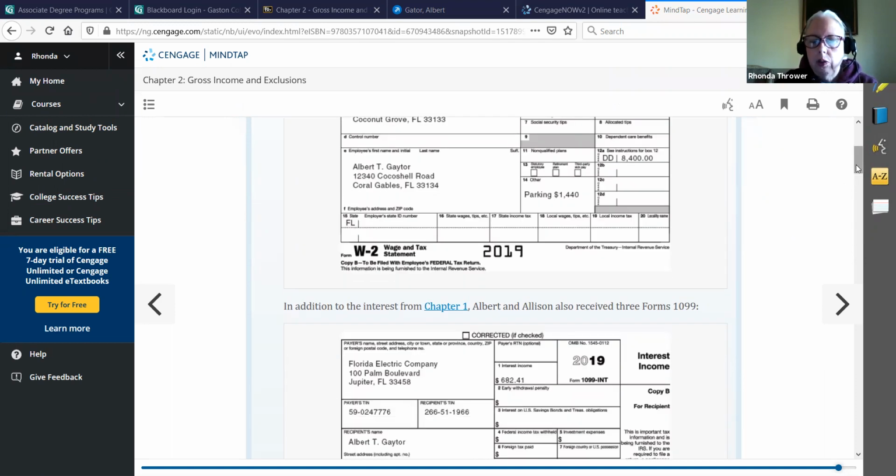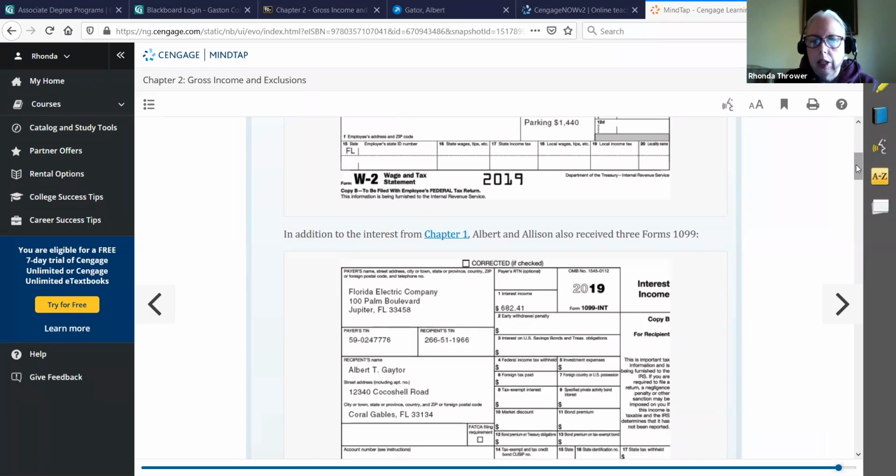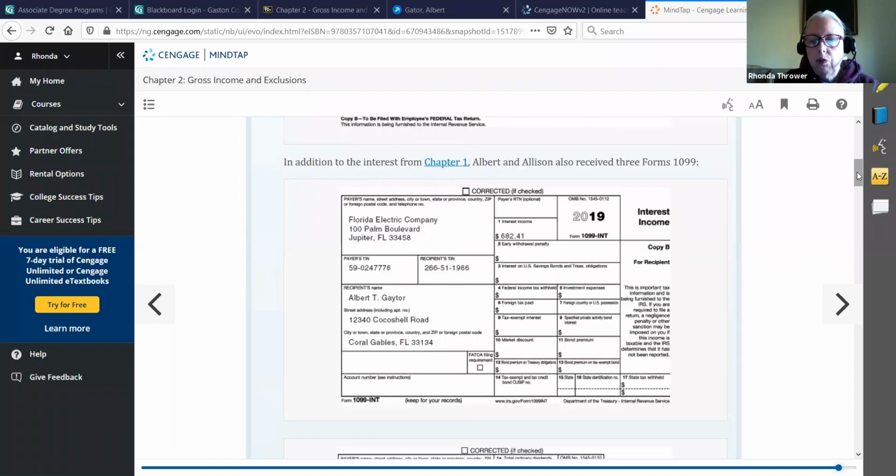So we are continuing the problem from chapter 1. In addition to the interest that we added in chapter 1, we're going to need to add some more interest because Albert and Allison also received 3 Form 1099s. Form 1099s are for income that has to be reported because it is taxable for federal income tax purposes. The information that you're going to add to what was already there begins with this first 1099 form.